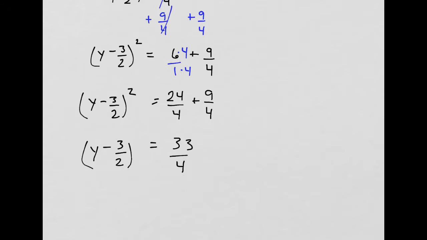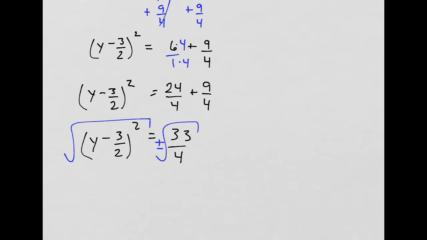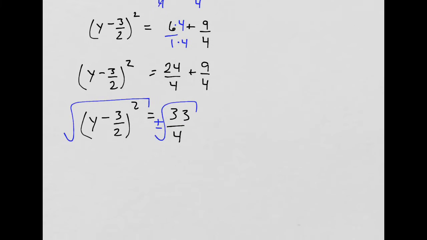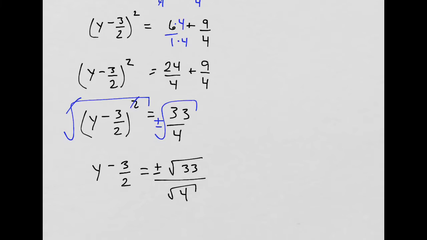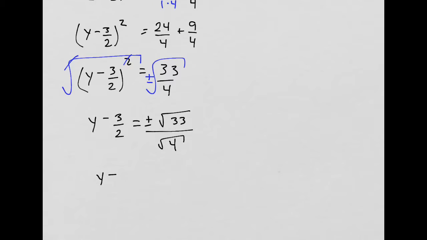Oh, this is not so bad. We've done all this before. Square root, every time you square root, you do plus or minus. I have a fraction, so I'm going to square root the bottom and the top individually. That goes away. So I have y minus 3 over 2 equals plus or minus the square root of 33 over the square root of 4. But that's the same. I'm writing out so many steps. You can do these in your head.